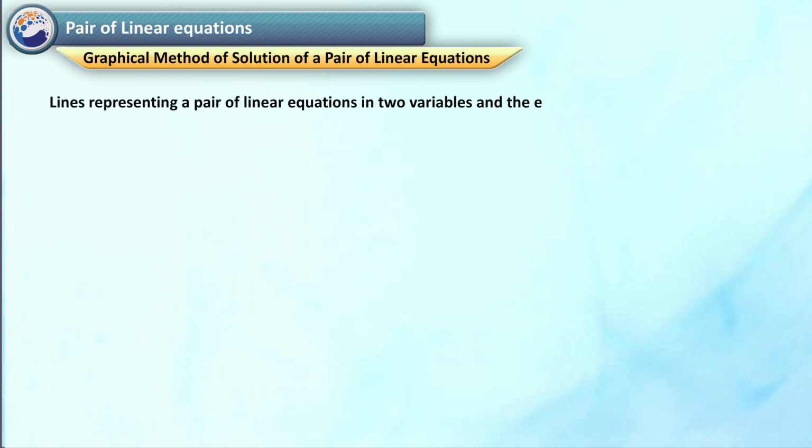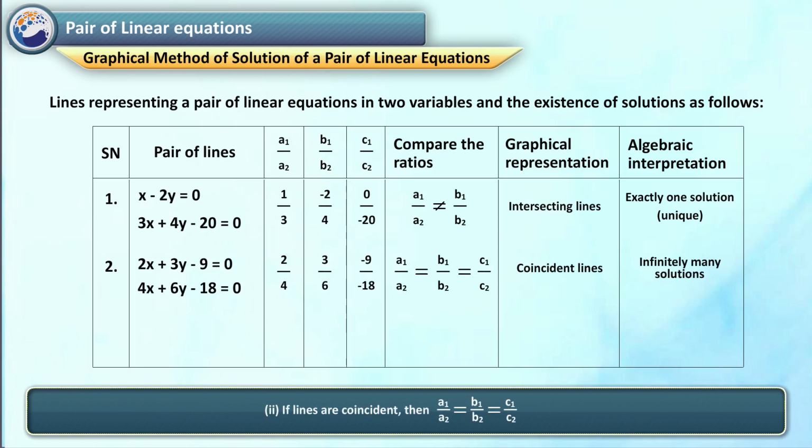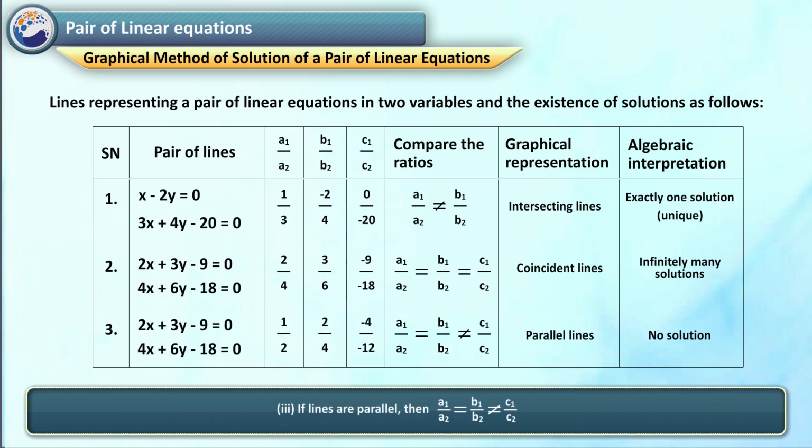Graphical method of solution of a pair of linear equations. Lines representing a pair of linear equations in two variables and the existence of solutions are as follows. If lines are intersecting, then a1 upon a2 is not equal to b1 upon b2. If lines are coincident, then a1 upon a2 is equal to b1 upon b2 is equal to c1 upon c2. If lines are parallel, then a1 upon a2 is equal to b1 upon b2 is not equal to c1 upon c2.